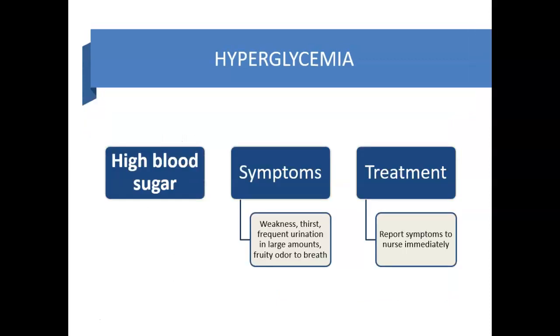Hyperglycemia, or high blood sugar. Symptoms are weakness, thirst, frequent urination in large amounts, and a fruity odor to the breath. And then the treatment would be for you as a CNA to report the symptoms to the nurse immediately.